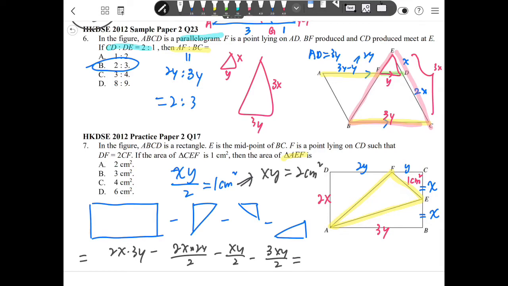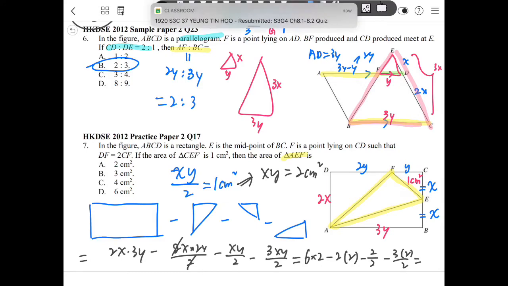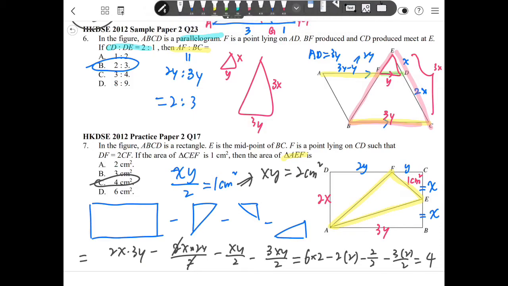So I'm trying to plug all the 2 cm square inside. So 6 times 2 minus, so the 2 and 2 are eliminated. So 2xy means 2 times 2, minus 2 over 2, minus 3 times 2 over 2 as well. So the final answer by calculator would be 4. Then answer 7 would be C. Using the larger one minus the smaller ones.